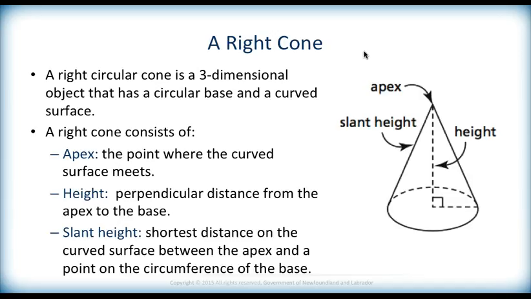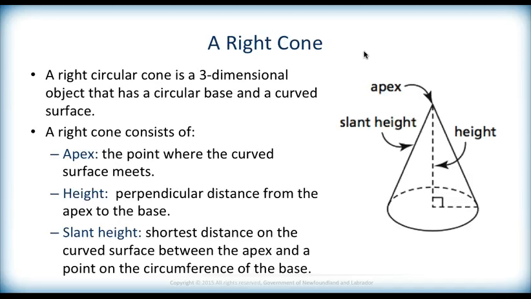Similar to a right pyramid, a right cone consists of three components. First is the apex. The apex is a point where the curved surface meets. As we can see in the diagram, the apex is the tip where the curved, smooth outer surface meets. If we think of it as an ice cream cone, it would be the very tip, or the bottom of the cone. Similar to the right pyramid, it has a height and a slant height.